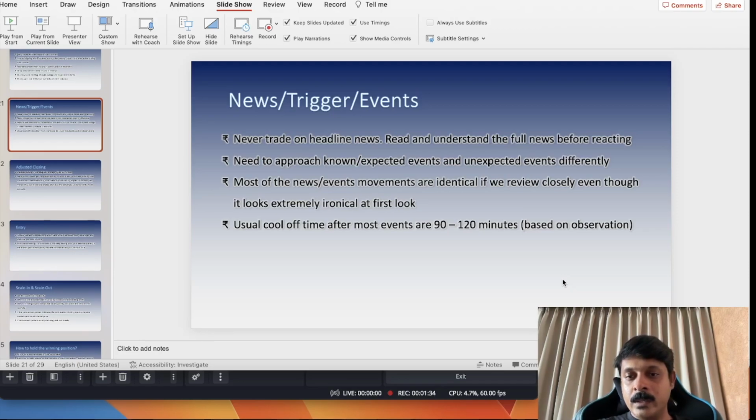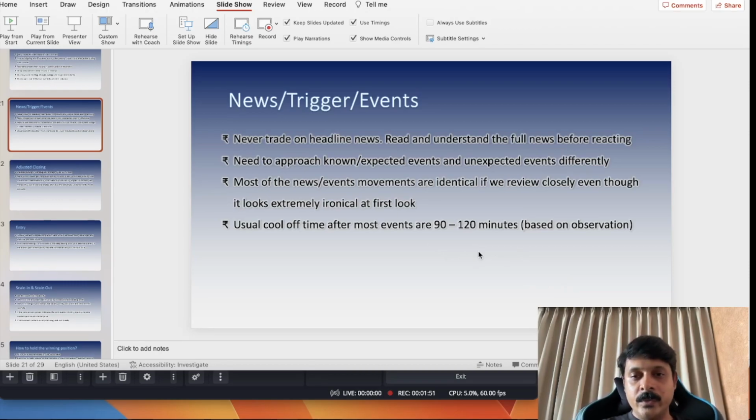And whenever there are news, triggers or events, I keep a note under the chart. So when I go back and review it, I can clearly understand what is happening. About 90 to 120 minutes it takes for digesting during the intraday.